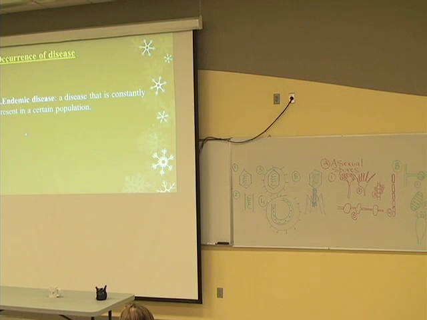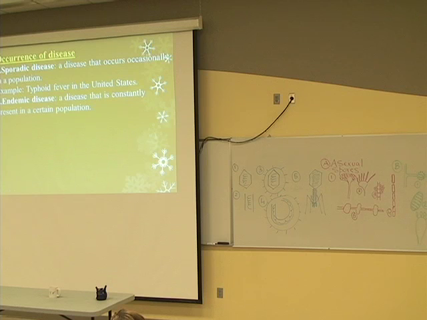Now, classification of diseases according to their occurrence. How often do they occur? Some diseases are sporadic, and the examples that I have listed here are for the United States. In other parts of the world, they may belong to some other category. For example, typhoid fever in the United States belongs to the sporadic category. In some parts of Asia, it may belong to the epidemic category. Malaria in the United States is sporadic. In Africa, it is epidemic. Lyme disease is another example of sporadic.